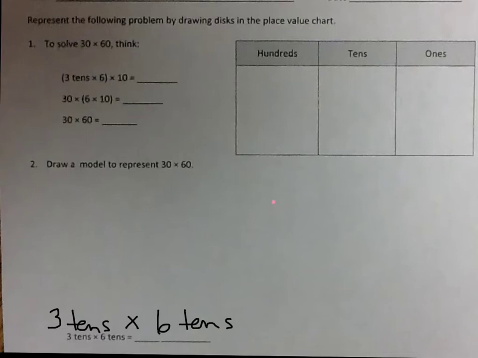Okay, today the flip lesson is going to be a continuation of what we started yesterday and what we worked on today in class. We're going to go a little bit farther with our lesson, and today our major problem that we're going to be solving is 30 times 60.